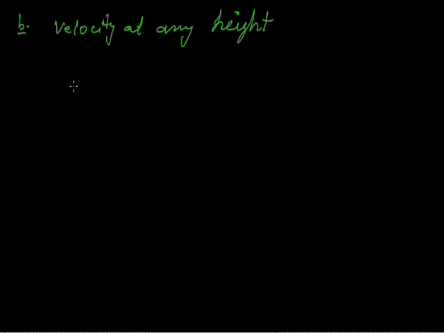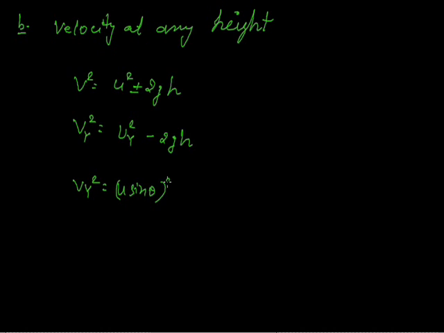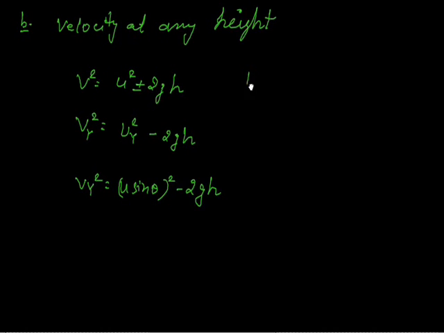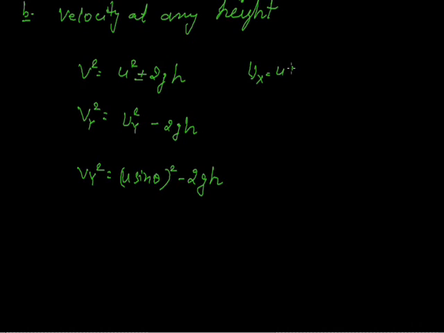No. The second condition is velocity at any height. If we take the third equation of motion, then v square is equal to u square plus or minus 2gh. Then vy square will be uy square minus 2gh, and vy square is equal to (u sin theta) square minus 2gh. The initial vertical component of velocity is u sin theta, and the initial horizontal component is u cos theta, which will remain constant throughout the motion.